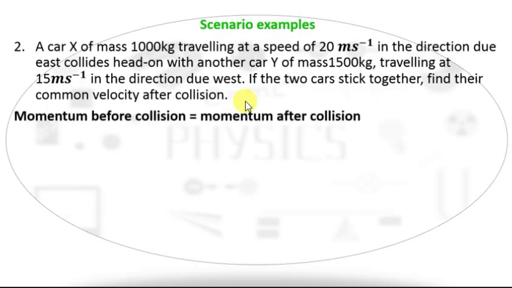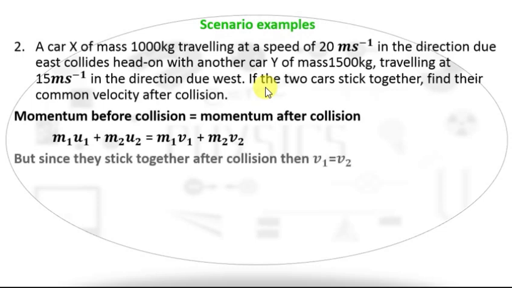So similarly, momentum before should be equal to momentum after, substituting the values. But we know if they stick together after they collide, meaning their speed will be the same after collision. So v1 will be equal to v2. I can decide to call it just v. After they collide, the speed is just v. So we can substitute it now in the equation.